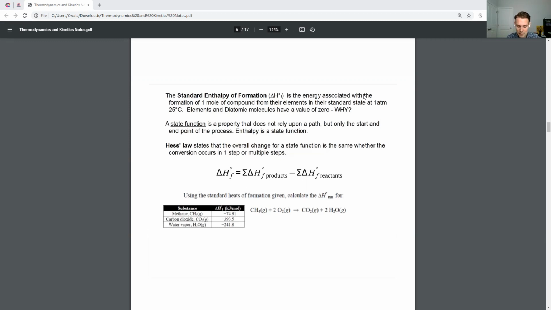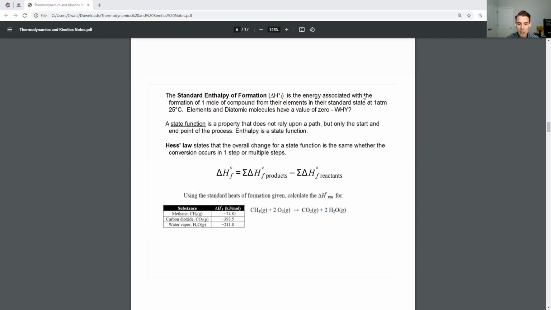A state function is a property that does not rely upon a path, but only the start and end point of the process. Enthalpy is a state function because there's so many different ways that we can go about finding enthalpy. Hess's law is one of those ways, and we can do Hess's law a couple different ways. It says that the overall change of a state function is the same whether the conversion occurs in one step or multiple steps.